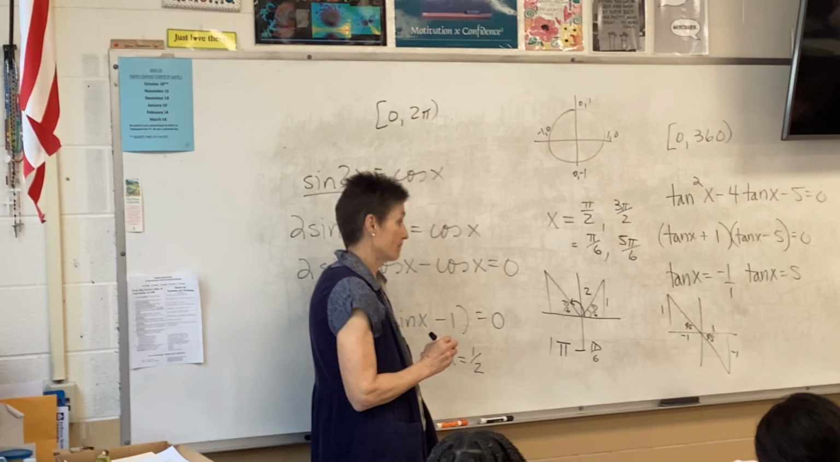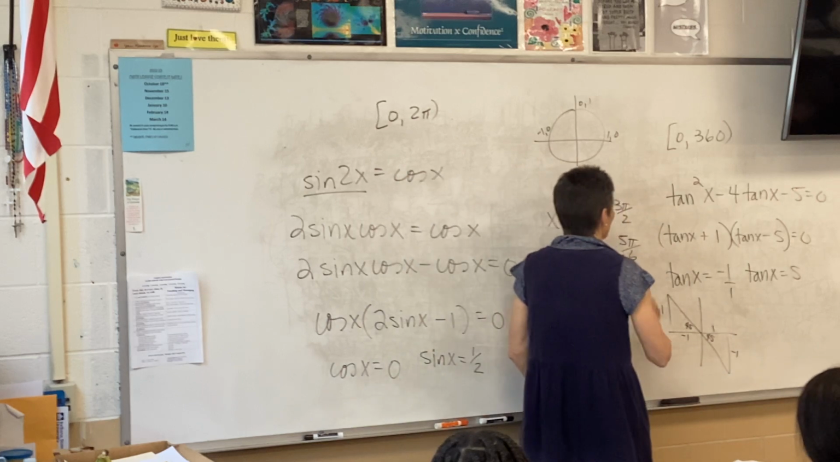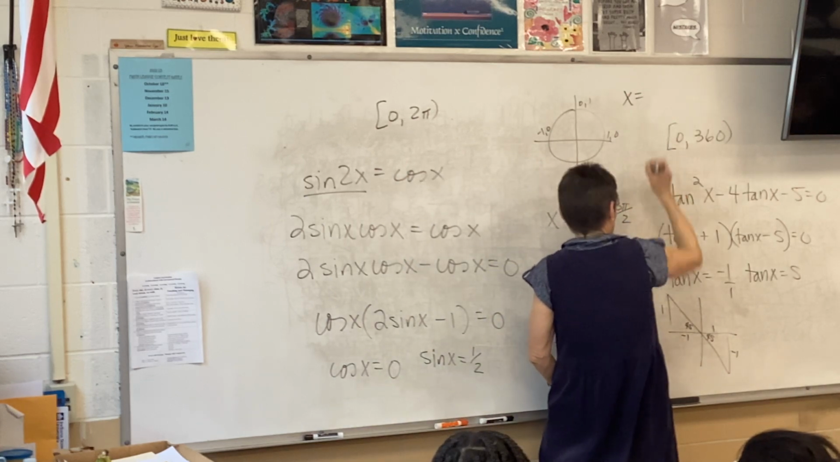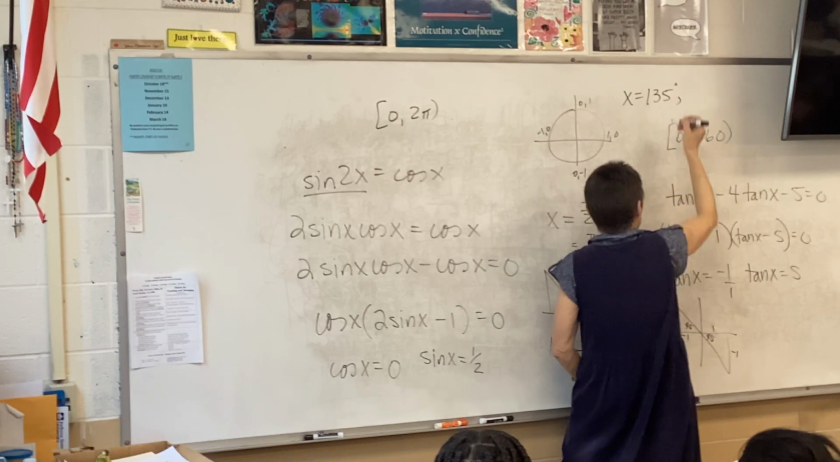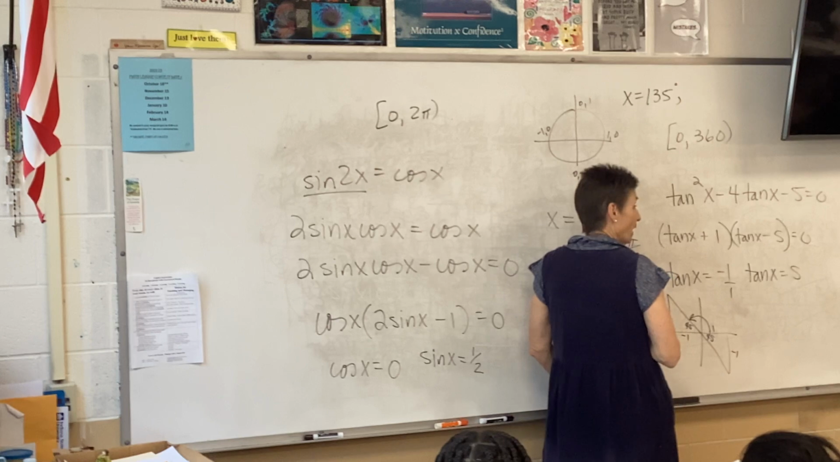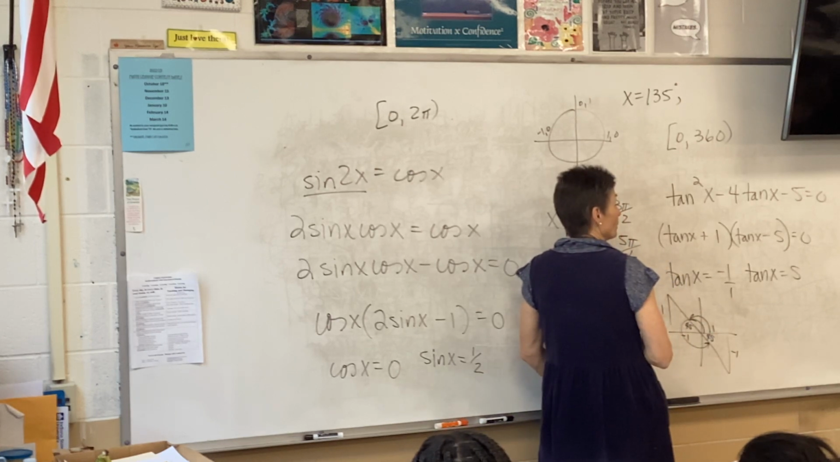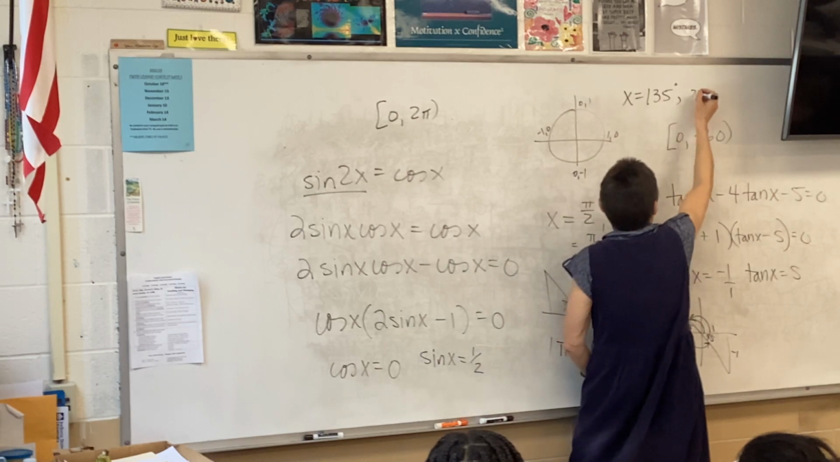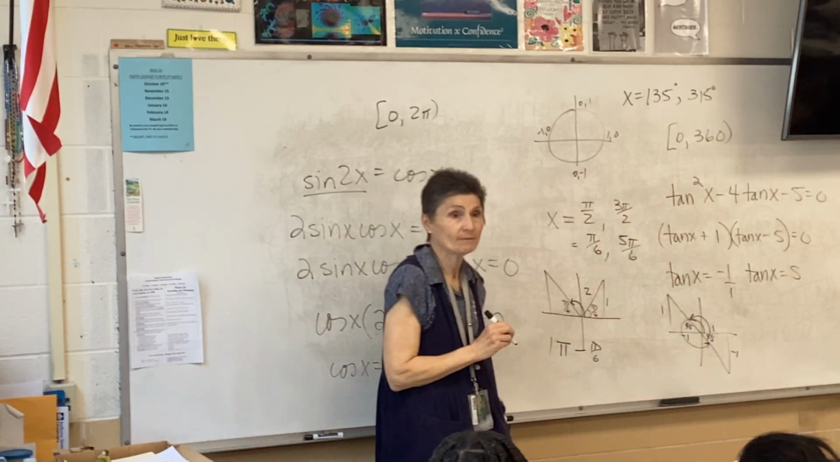So what are my answers to that part of the problem? What is x going to equal? 135, I heard somebody say it. And how did we get 135? 180 minus 45. And then the other angle all the way around will be 315, because it is 360 minus 45.